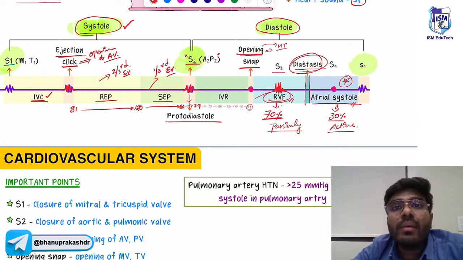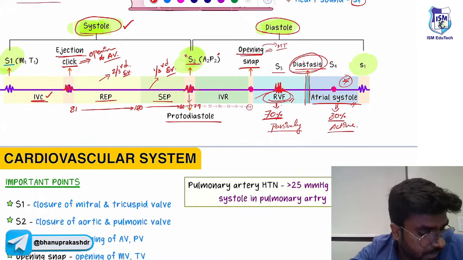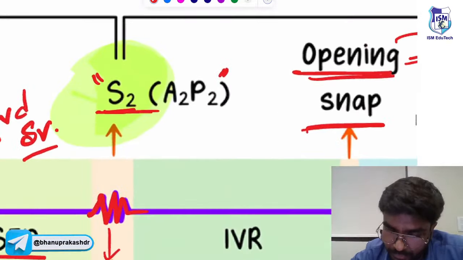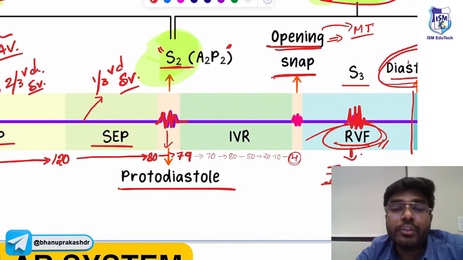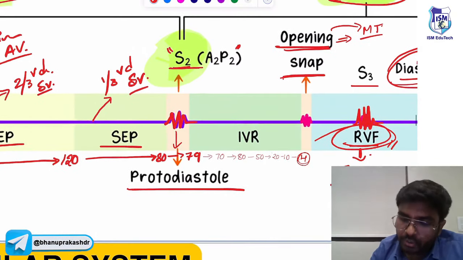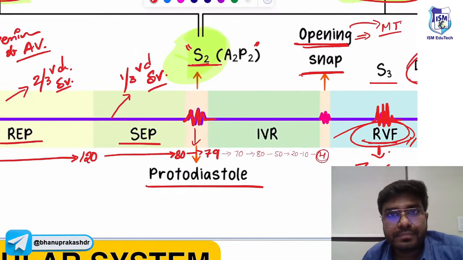The aortic valve and pulmonic valve are closed. Aortic and pulmonic valve, A2, P2. During which phase are the aortic valve and pulmonic valve closed? A2, P2, creating the S2 heart sound during protodiastole. Okay, during protodiastole, A2 and P2 are closed.